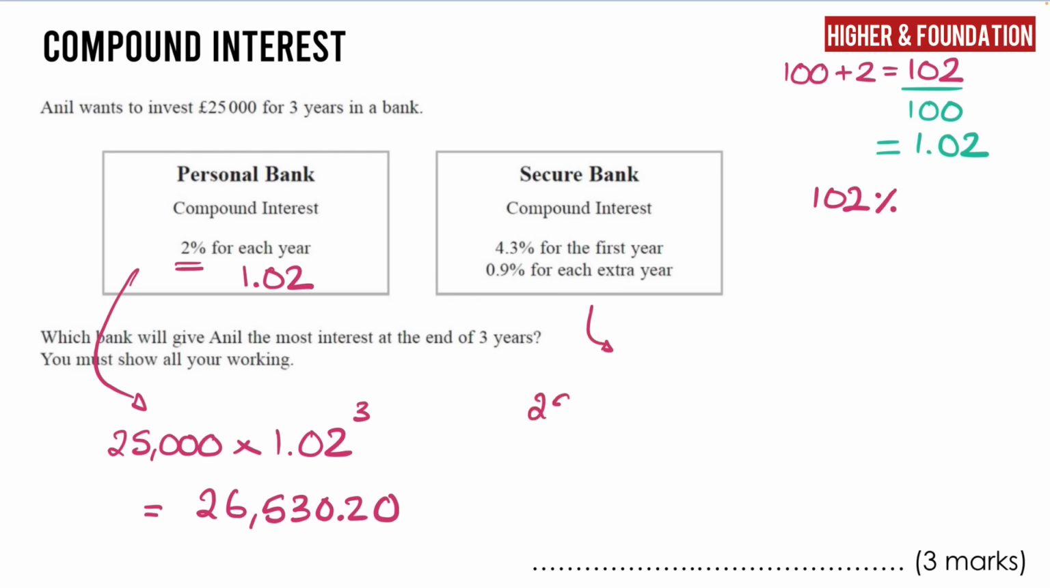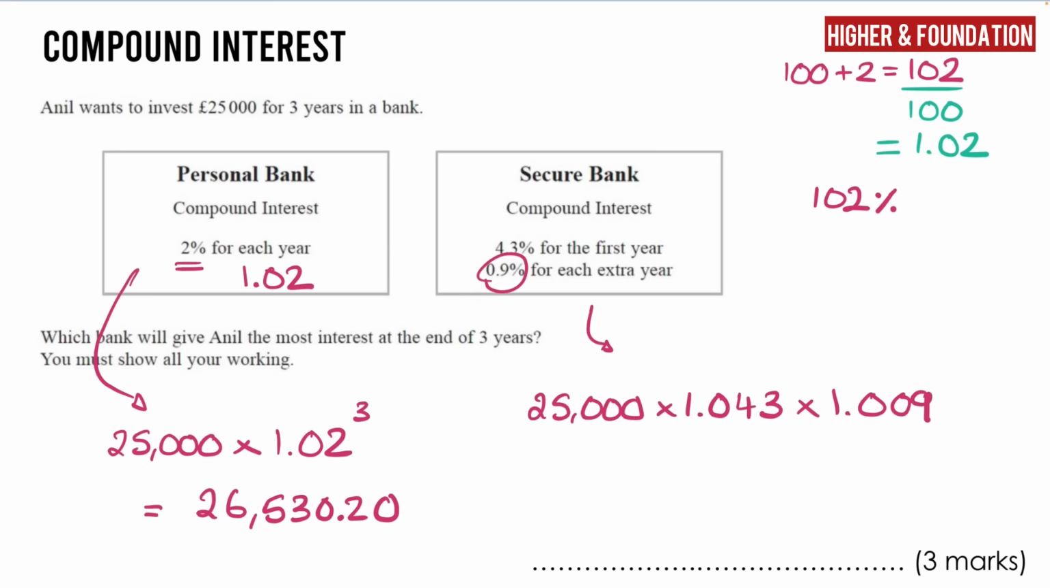For the other bank, we have 2 different percentages. So we'll have 25,000. This time we'll times by 1.043 for 4.3%. And again, you can use either of the methods in the top right there to find that multiplier. And that's only for the first year. So I could work that out and then deal with the next one. But as I'm going to go straight onto the next one anyway, I can just times by the next multiplier, which will be 1.009. And this is a weird one because it is less than 1%. It's actually now going to be 0.9.